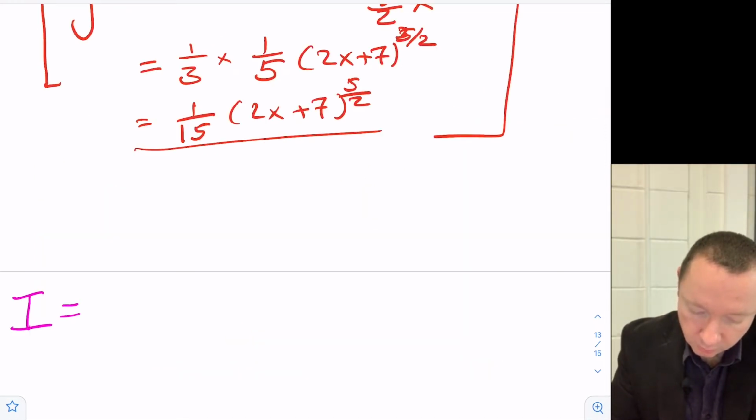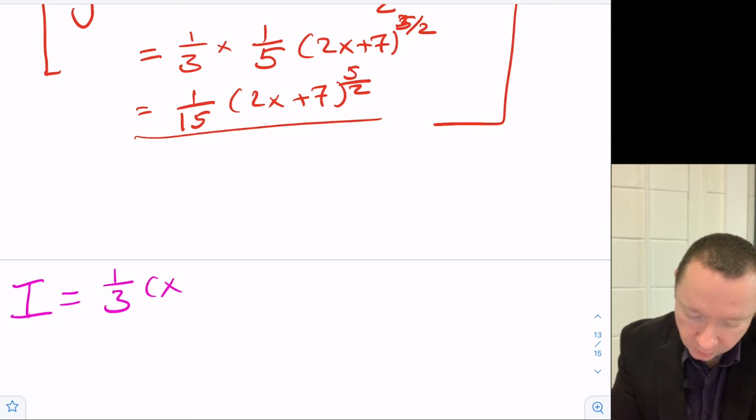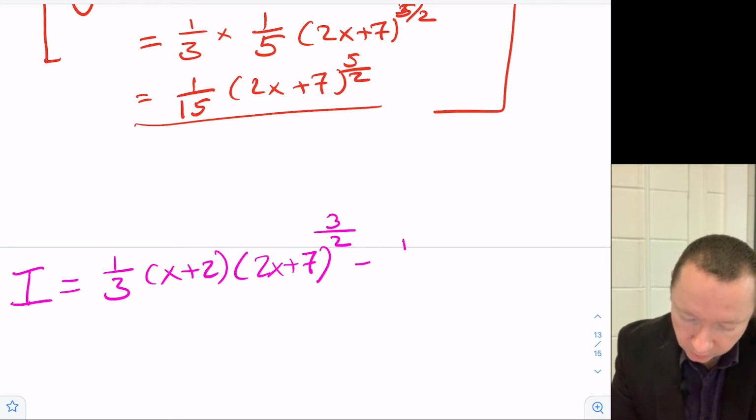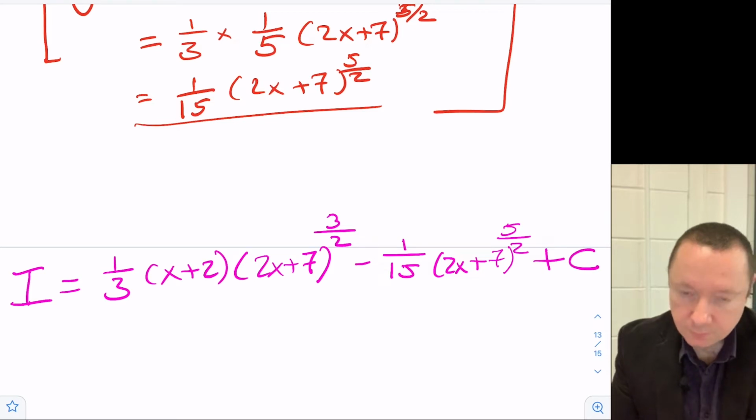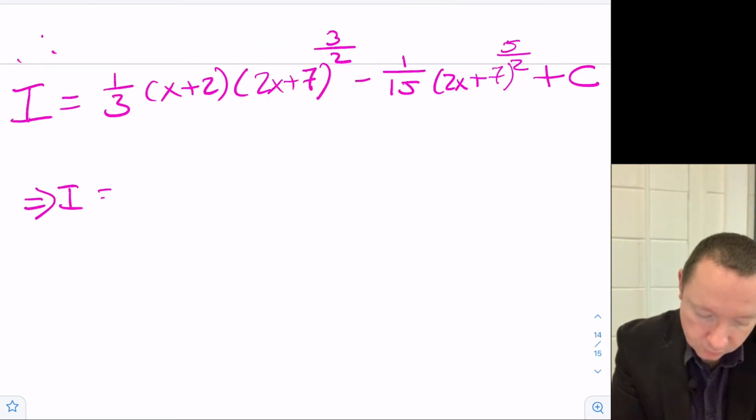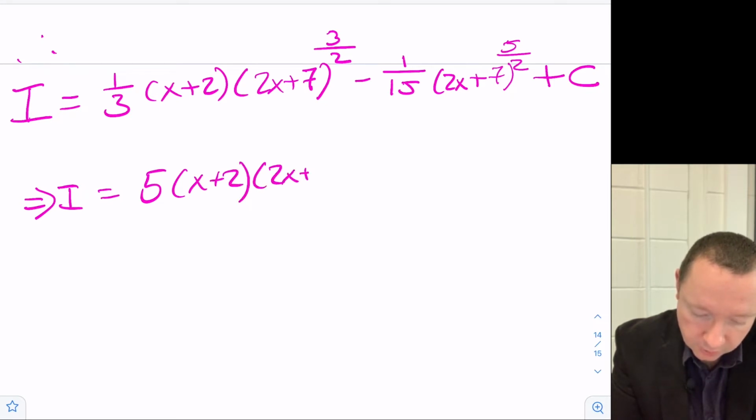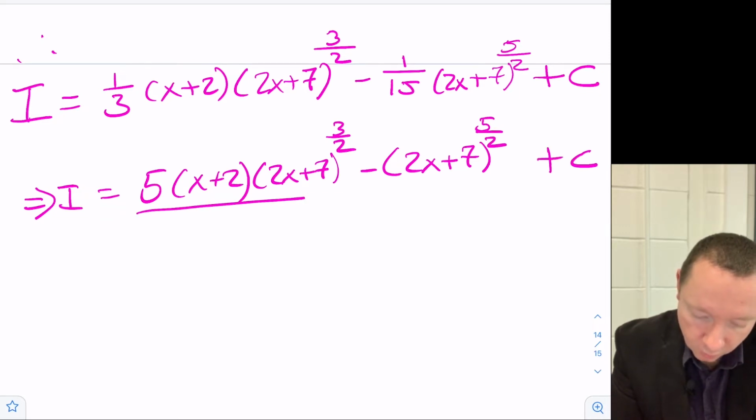So our integral equals 1/3 (x plus 2)(2x plus 7) to the 3 halves, minus the answer we just worked out, plus c. So we've got (5(x plus 2)(2x plus 7) to the 3 halves, minus (2x plus 7) to the 5 halves, plus c), and that would be over 15.